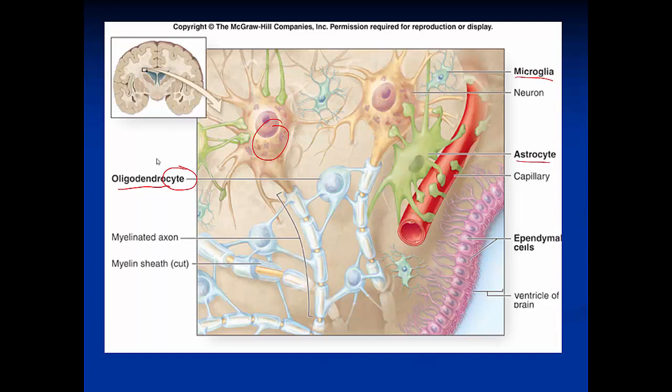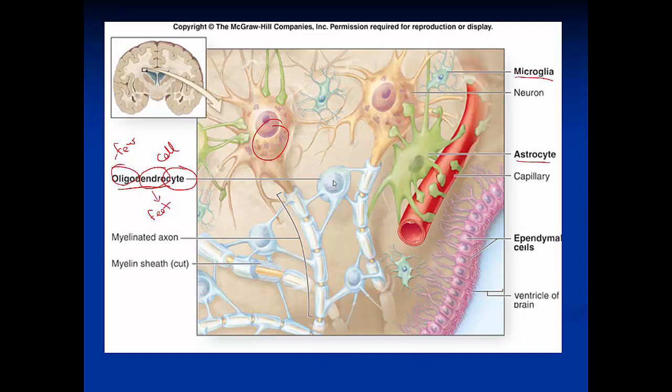Cyte means cell. Okay, so anytime you see cyte, you need to think cell. If you can break things down into the roots, things will be a little bit easier. Oligo is going to mean a few. You may have heard of an oligarchy. Dendrocyte, dendro has to do with feet. Okay, so literally an oligodendrocyte is going to be a cell with a few feet.